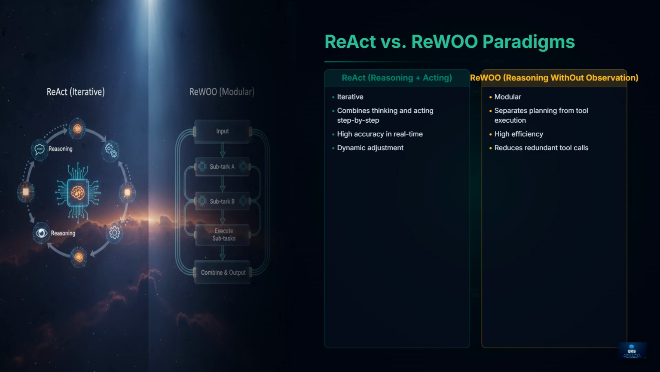Two popular patterns are ReAct and ReWOO. ReAct is iterative. The agent thinks, then acts, then thinks again based on what happened. It's very dynamic. ReWOO takes a different approach by separating the plan from the execution. It generates a full plan first, then executes the tool calls. This is often faster and less prone to looping, but less flexible than ReAct.